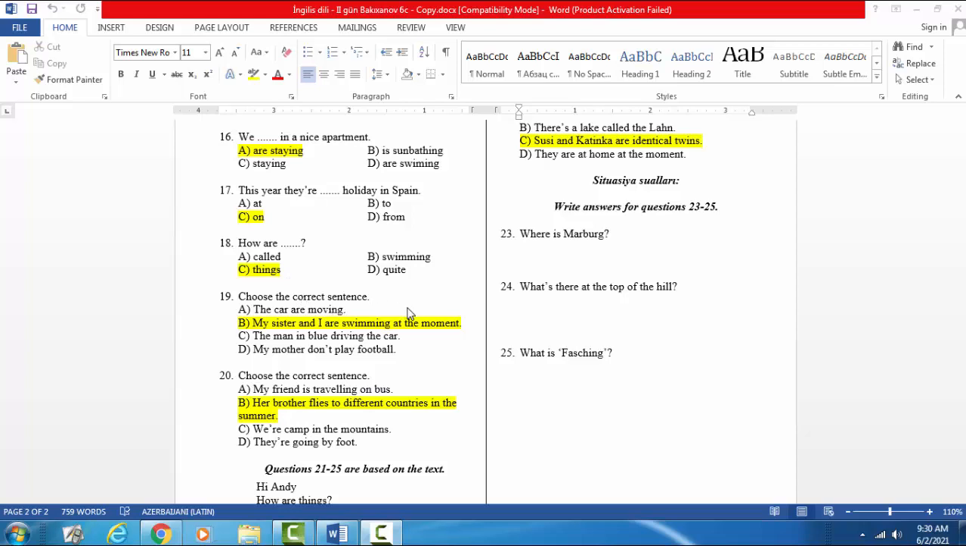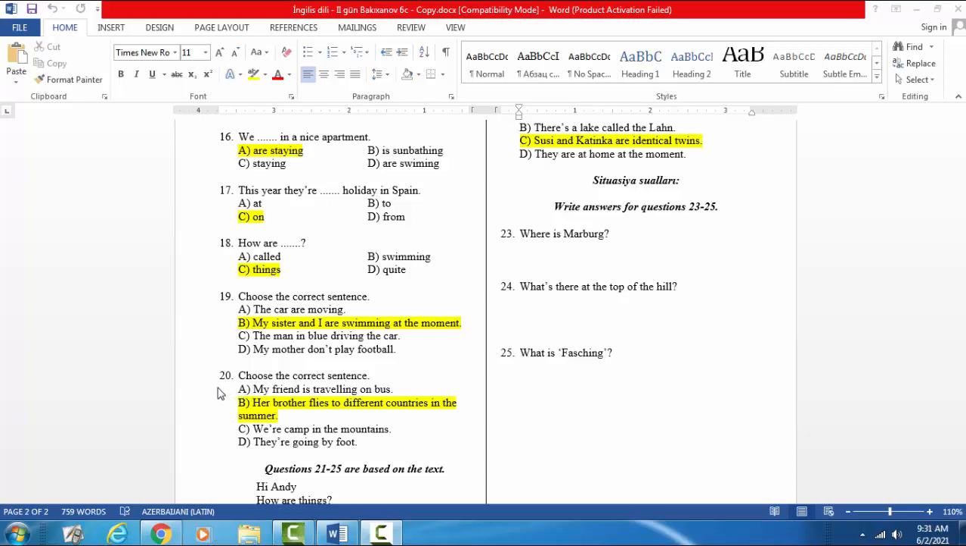Question 19. Choose the correct sentence. In variant A, the car are moving, but the car is a singular noun, so it should be followed with is. In C variant, the man in blue driving the car. The man in blue is driving a car. This is a present continuous tense form. So the word is missing here. My mother don't play football. If we use third person singular, he, she, or it, we use doesn't play. Variant B is correct. My sister and I are swimming at the moment. This is a present continuous tense form.